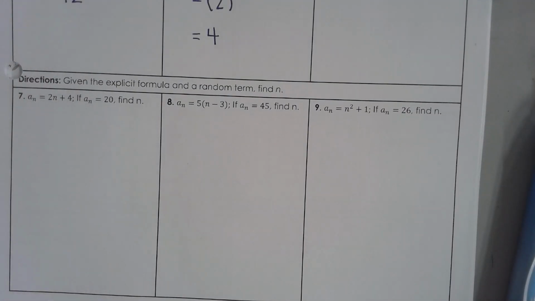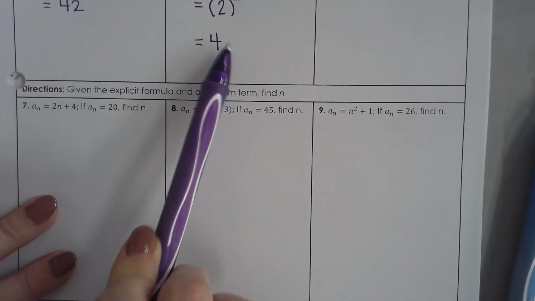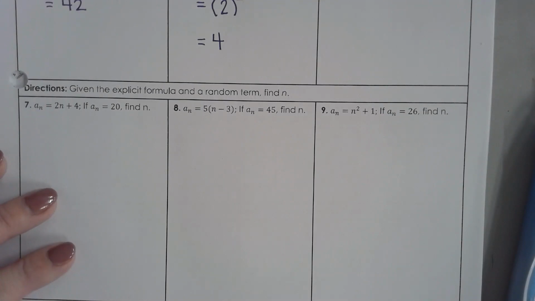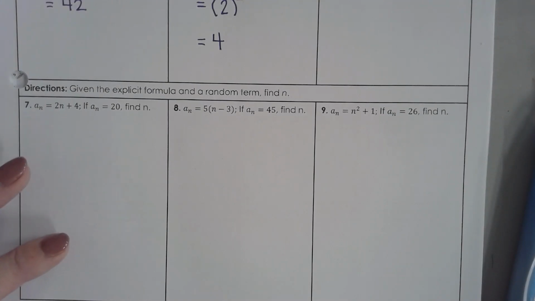Seven, 8, and 9 are a little different. I give you the formula, but then I give you a different piece of information. I say An equals 20. So I'm basically giving you backwards from these three. I'm telling you that 20 is one of the numbers in the list. I just don't know how far down the list it is.